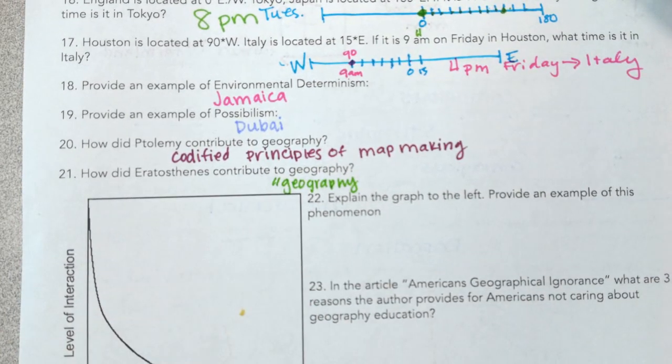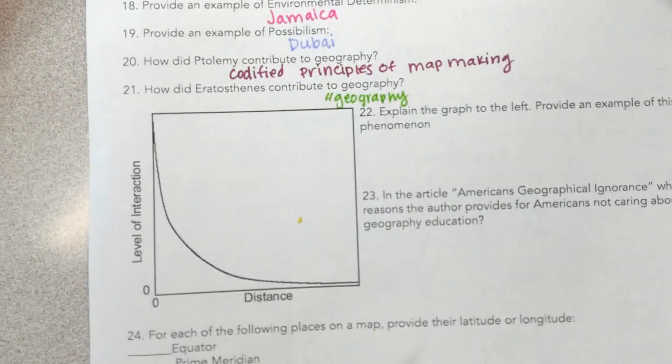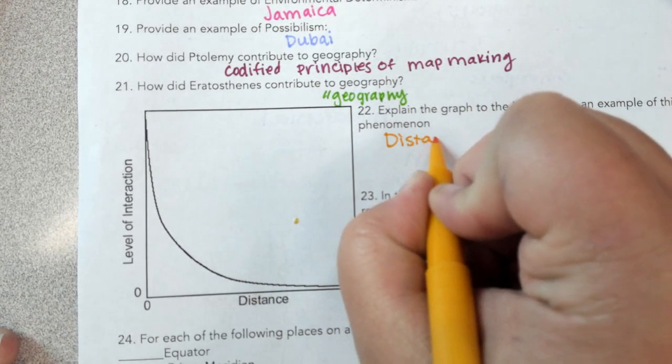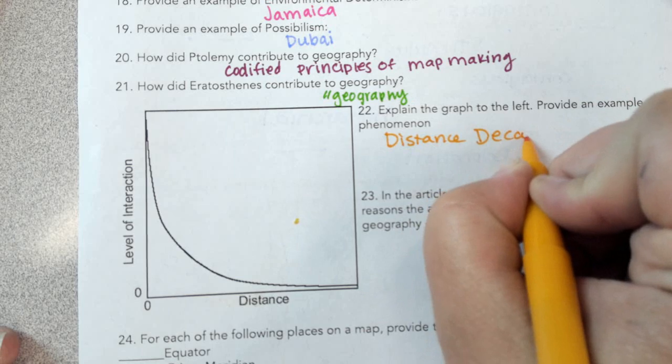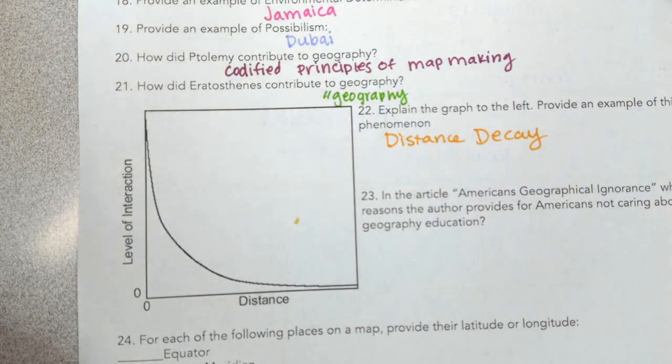Next, explain the graph to the left and provide an example of this phenomenon. So this right here is referring to something known as distance. You can see distance, and it shows a shrinking level of interaction. This is referred to as distance decay. The further away you get from something, the less you care about it, the less it matters. For instance, the further away you get from the hearth of an idea, the lesser the influence it has.